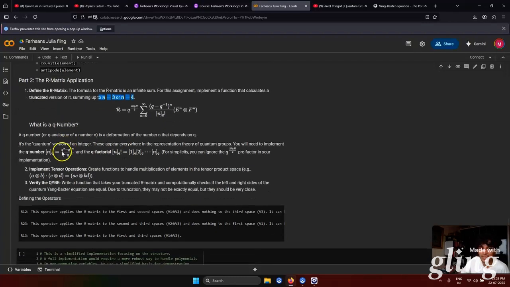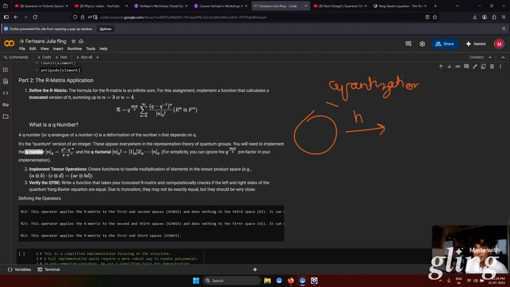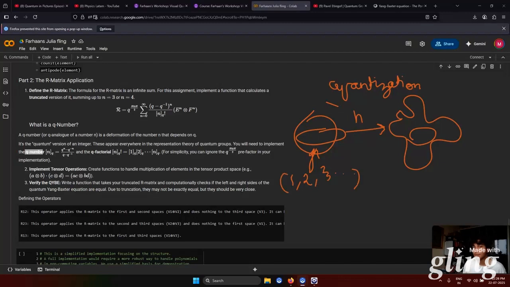Okay. Now, one definition I thought was necessary to put was, what is a Q number? A Q number is a deformation of the number. So wait, let me show you. During this deformation there is a term called quantization. Now, in this algebra, we have a regular ground field, which is, say, for example, just real numbers, right? 1, 2, 3, 4, and so on. What happens to our ground field is what we call the Q numbers.